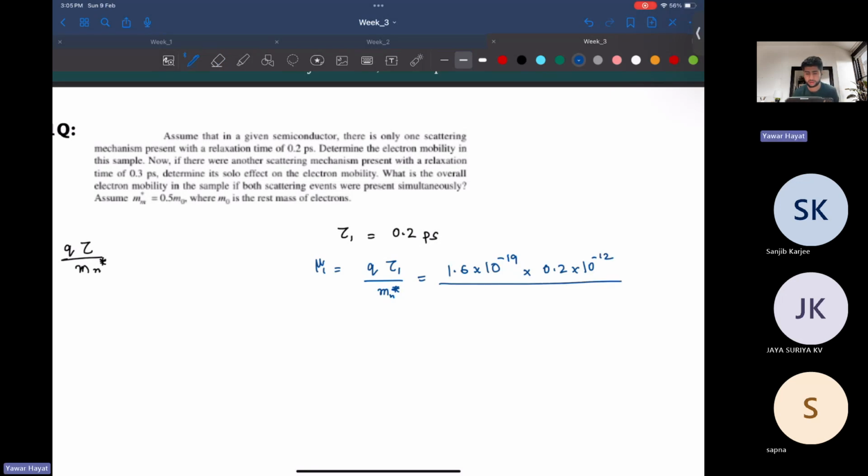Then it's mn star. What is mn star equal to? 0.5 times m naught, right? So I'll write 0.5 times. What is the rest mass of electrons? Please try to answer the questions. Okay, so this is 9.1 into 10 to the power minus 31.